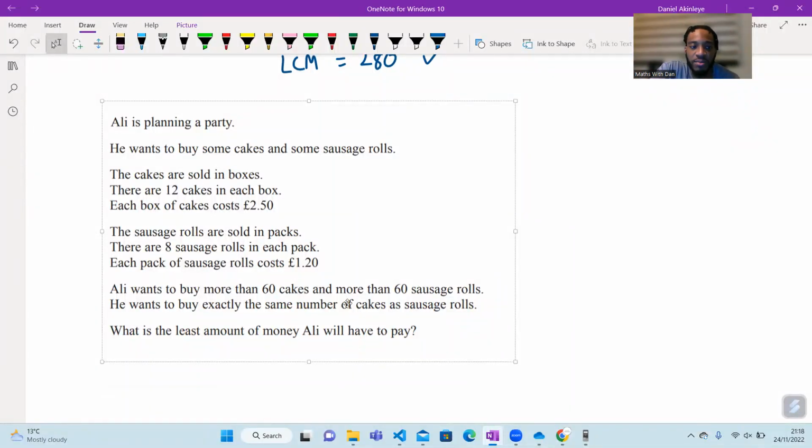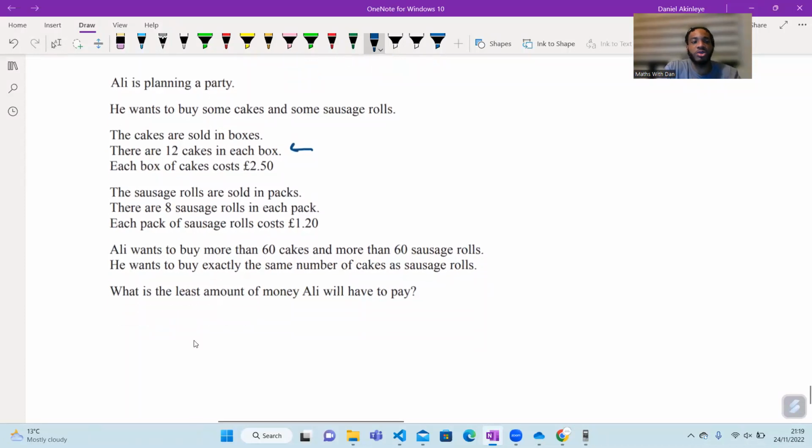It says Ali is planning a party. He wants to buy some cakes and some sausage rolls. The cakes are sold in boxes, and it says there are 12 cakes in each box. So remember when you're doing these types of questions, these long-winded, long paragraph questions, take it step by step. Pick out every bit of information from each sentence. There are 12 cakes in each box. So that tells me that one box is equal to 12 cakes.